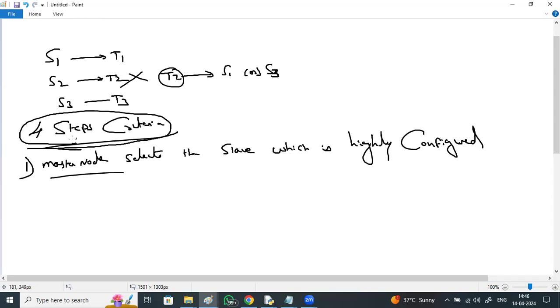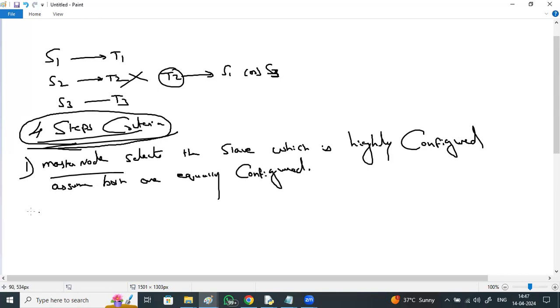So first one, what is the first step? 4 steps criteria followed in assigning the task to a slave. The master node selects the slave which is highly configured among S1 or S3. Highly configured means hardware configuration. Assume both are equally configured.